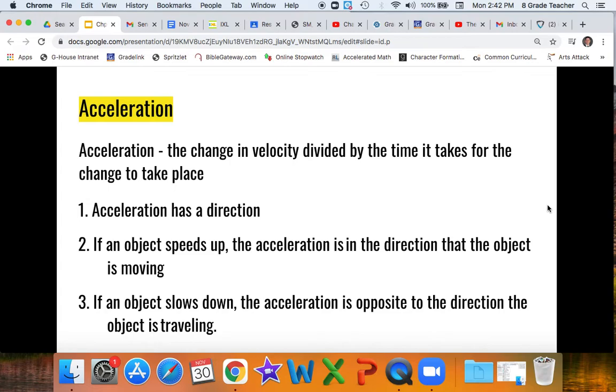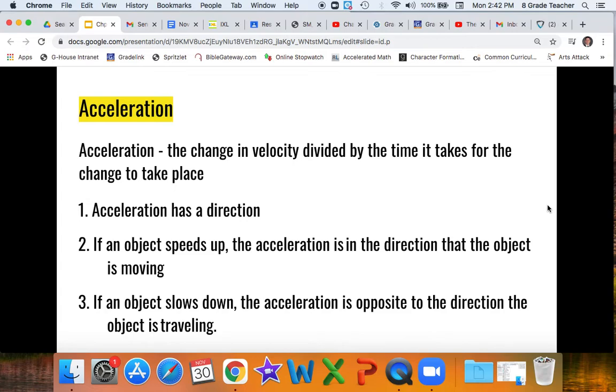For example, the toy car in figure 7 is accelerating because it's speeding up. The speed of the car is 10 centimeters per second after 1 second, 20 centimeters per second after 2 seconds, and 30 centimeters per second after 3 seconds. Here, the direction of the car's acceleration is in the same direction as the car's velocity, to the right.